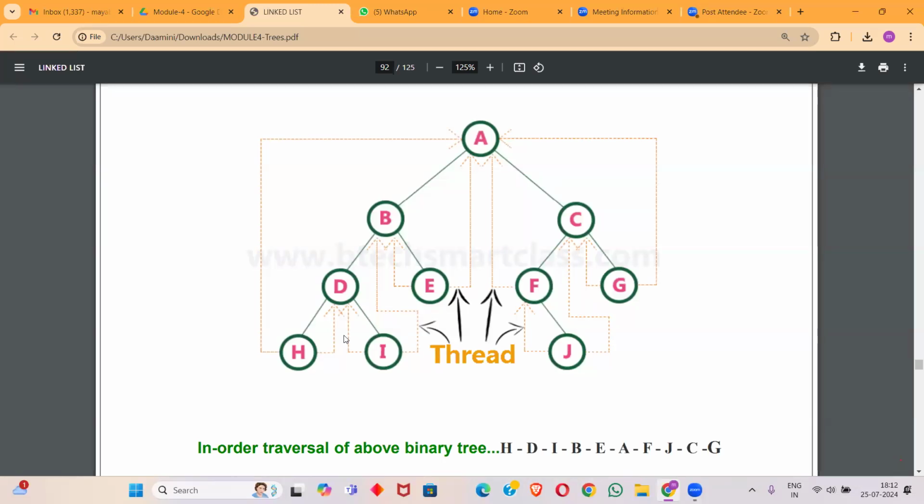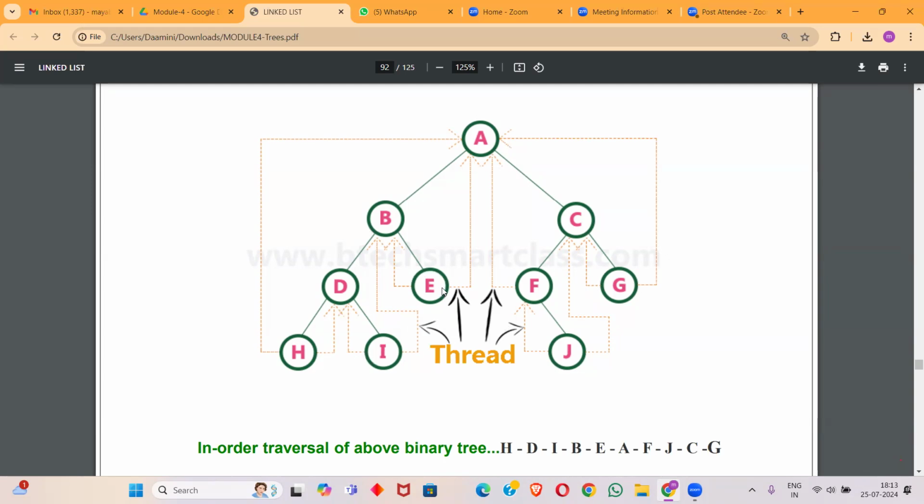In the exam, you just write the binary tree and represent the threads with dotted lines. That is more than enough. So this dotted link is called the in-thread and this is called the right thread. This tree contains both in-thread and right thread, that is, the left is also there and the right is also there. See, this is the left side and this is the right side.